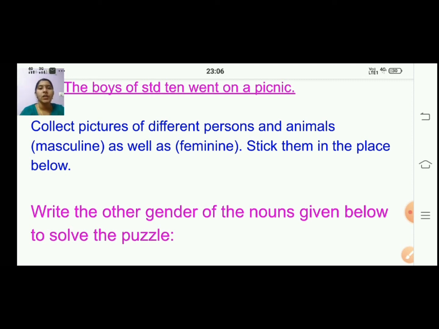Okay, children, take the help of your parents, finish up the work, and post it in the group so that I will come to know how many of you have completed the grammar topic.